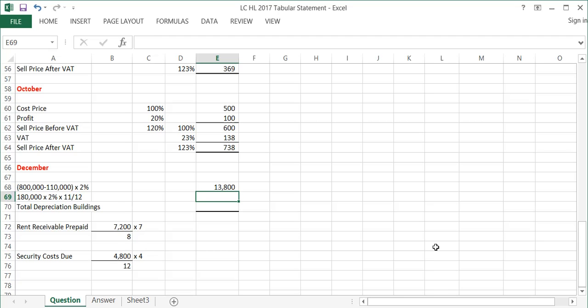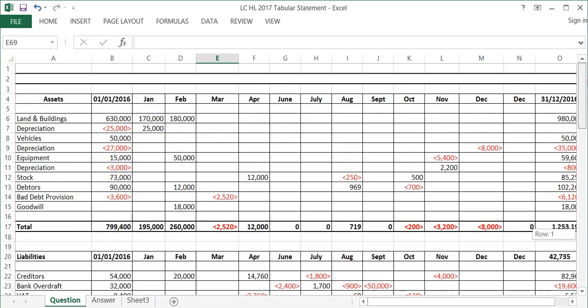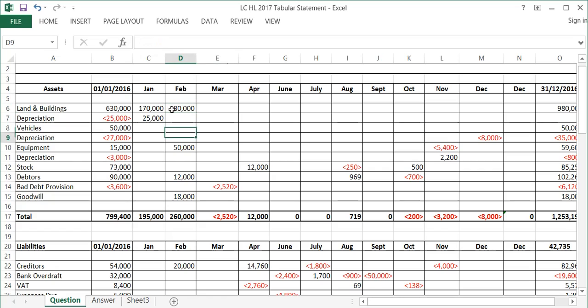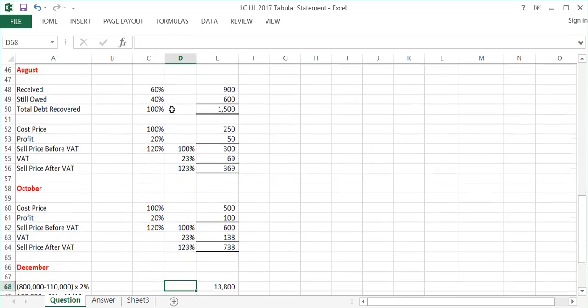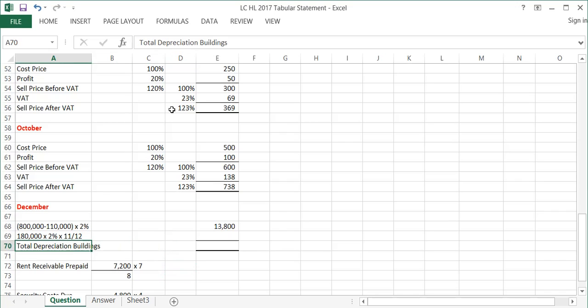Then on the 1st of February, we can see from above again, we got more buildings worth 180,000. So to get the depreciation of those, it's 180,000 by 2%, and then we only had those for 11 months because we got them on the 1st of February, so it's by 11 over 12, which is 3,300. If I total those, my depreciation on buildings should be 17,100.